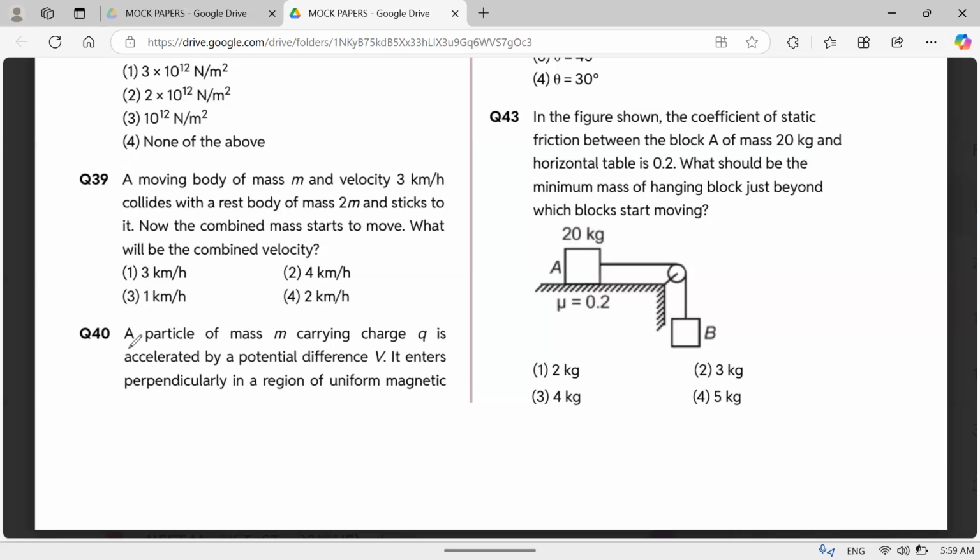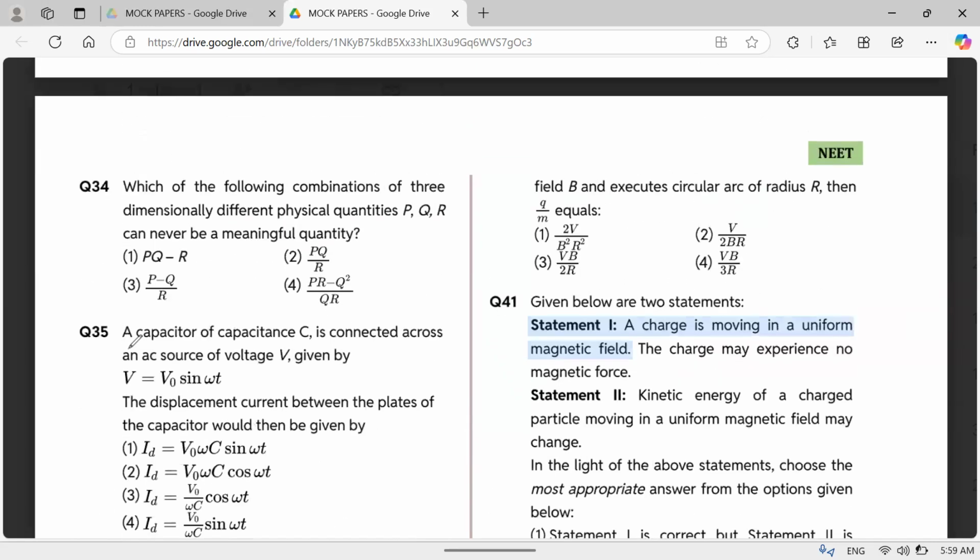A particle of mass m carrying a charge q is accelerated by a potential difference of v. It enters perpendicularly into a region of uniform magnetic field B and executes a circular arc of radius r. Then q by m will be equal to how much? Anyone? What is the radius formula? R is equal to mv divided by bq, isn't it? In terms of potential, I told you we can also write this as root of 2m into kinetic energy K divided by bq, isn't it?